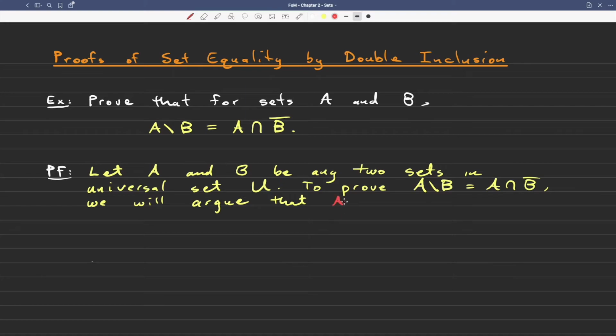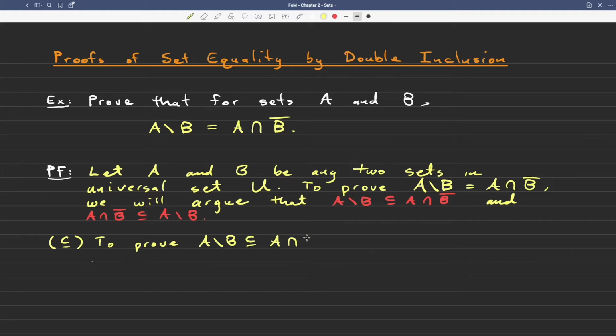So we need to show that A minus B is a subset of A intersect B's complement, and we need to argue that A intersect B complement is contained in A minus B. And the way we format this is we indicate parenthetically that we're going to do a forward containment. So this is to show the left-hand set is a subset of the right-hand set. So to prove that A minus B is a subset of A intersect B complement, we're going to take an arbitrary element X in the left-hand set.